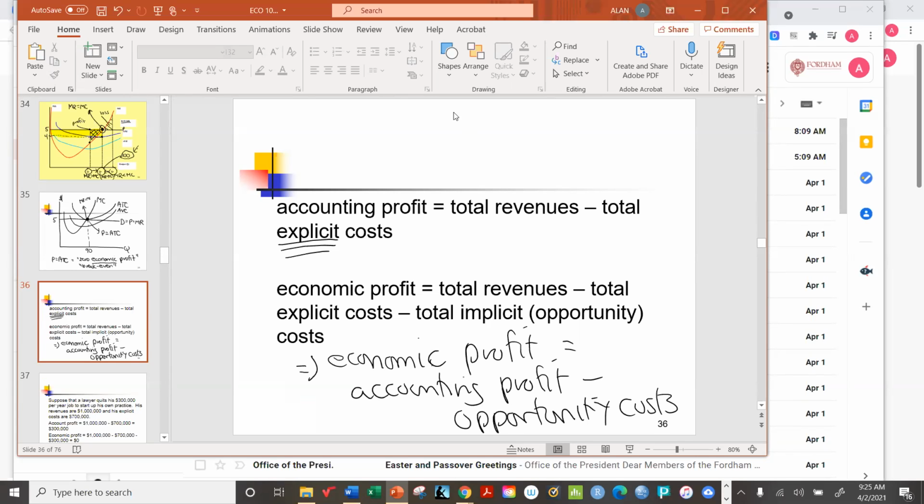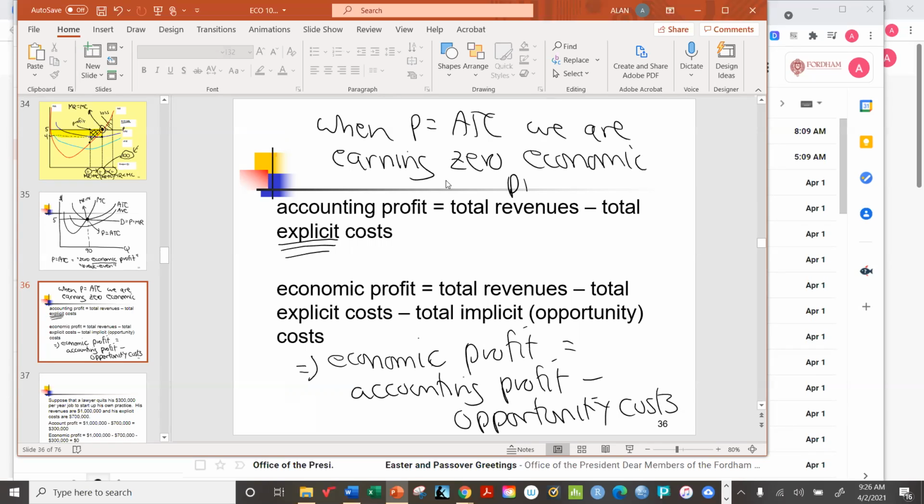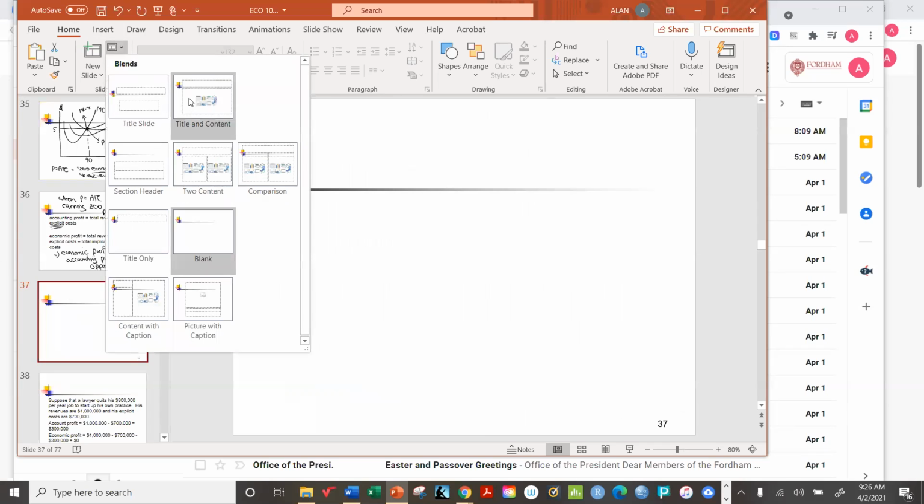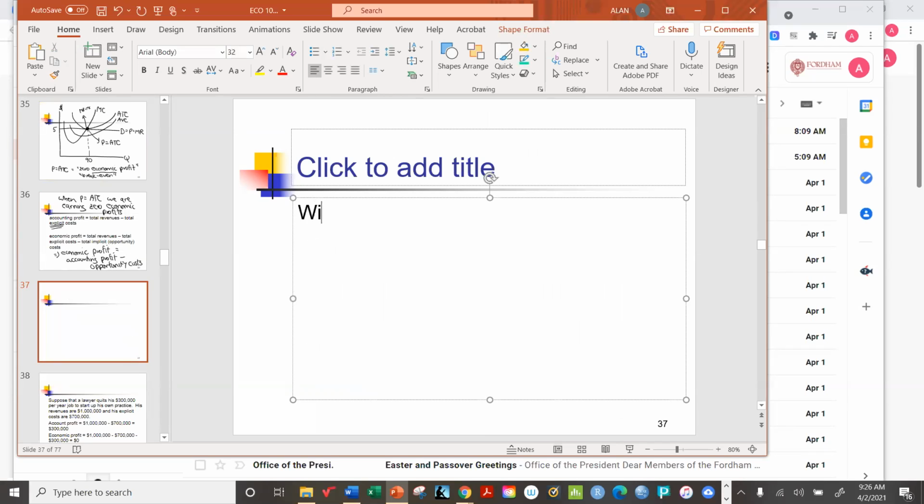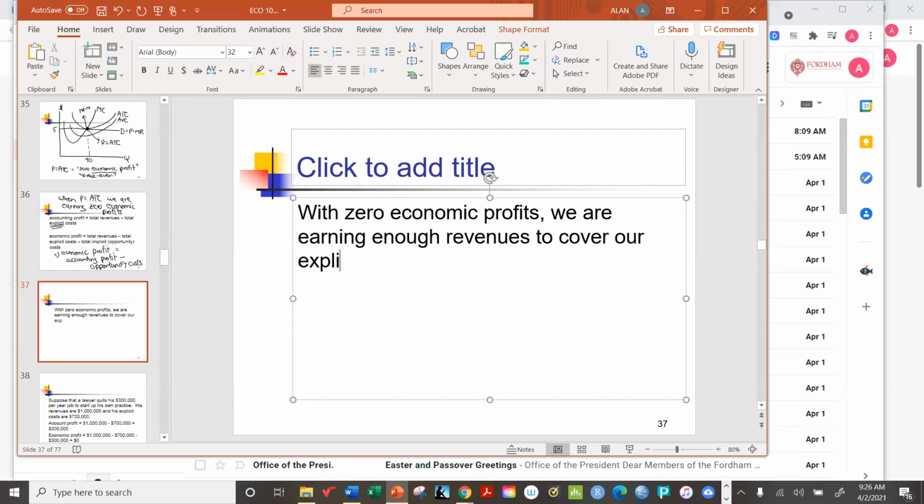So the idea here is that when the price equals average total cost, we are earning zero economic profits, which doesn't mean zero accounting profits, though. That's the bottom line. What it means is that we are earning enough money with zero economic profits. We are earning enough revenues to cover our explicit costs and our opportunity costs.